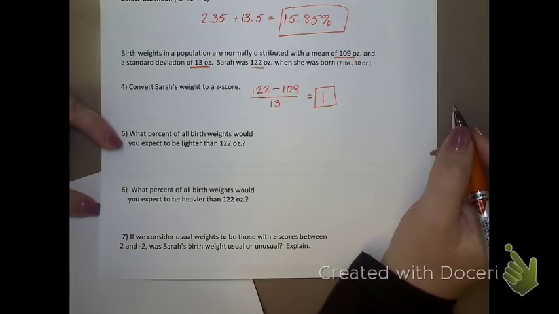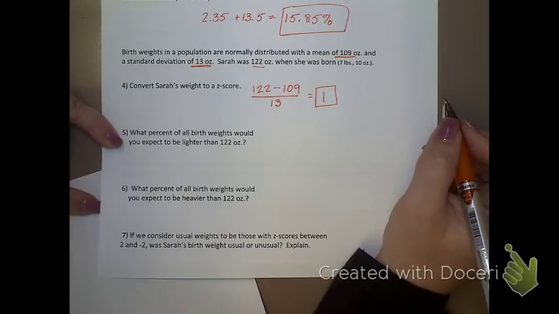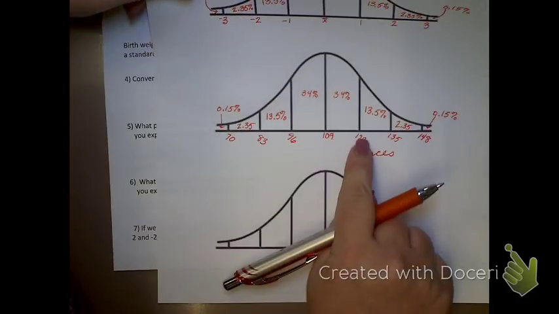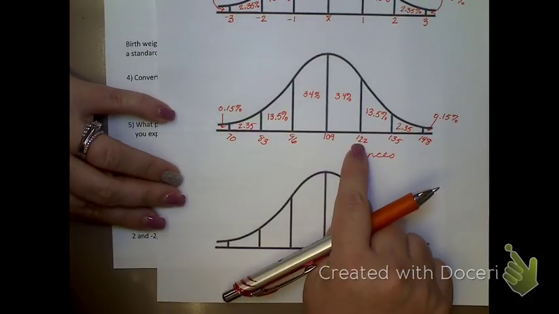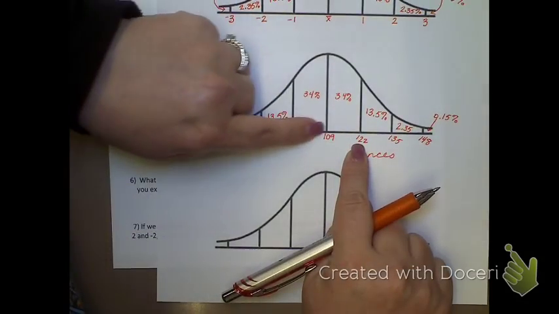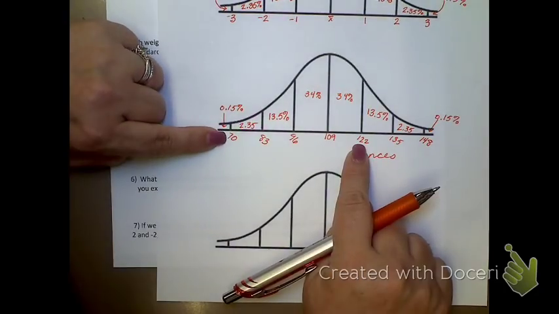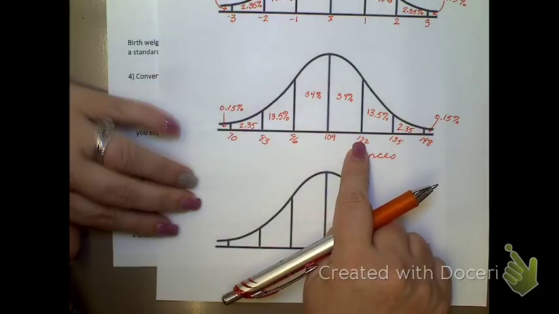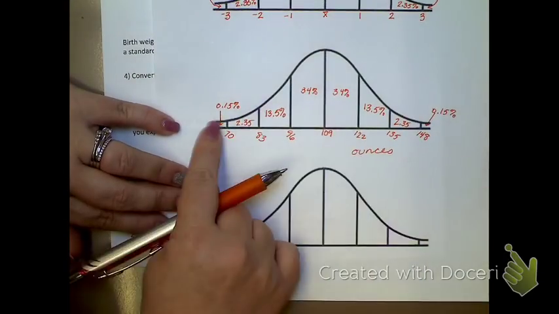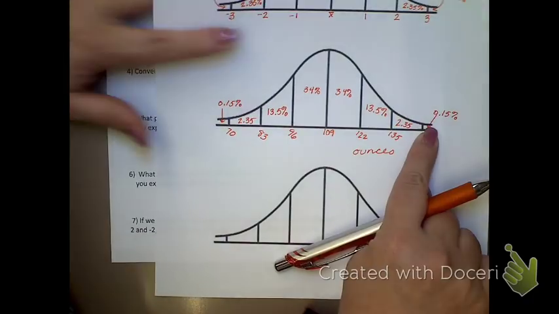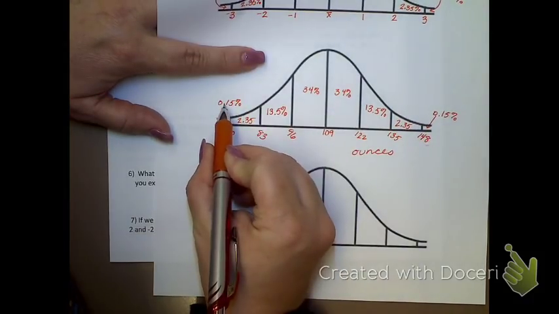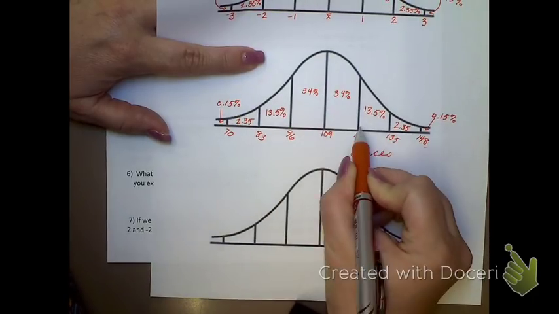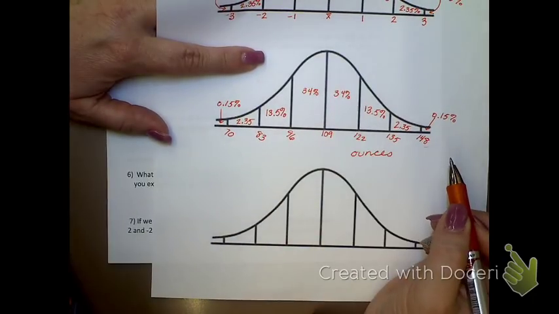The next question says, what percent of all birth weights would you expect to be lighter than 122? Well, if this is 122, right here, all of the weights to the left of there are lighter than 122. A 70-ounce baby is lighter than a 122. So I'm looking at the ones to the left. The ones to the right would be heavier. So if I added 0.15 plus 2.35 plus 13.5 plus 34 plus 34, that gets me to this 122, and it gets me my answer.